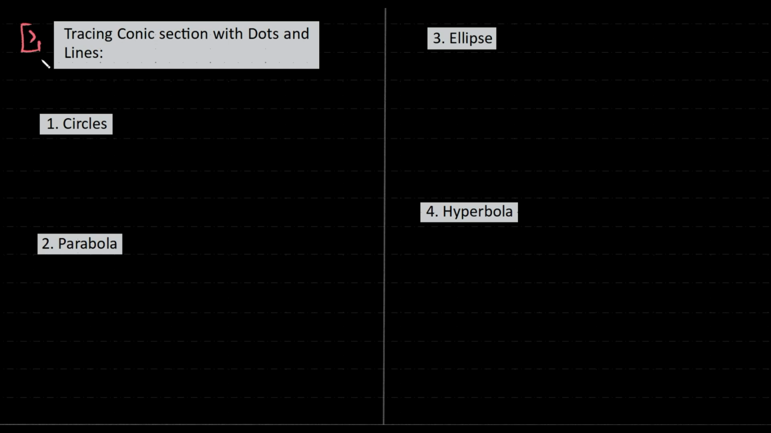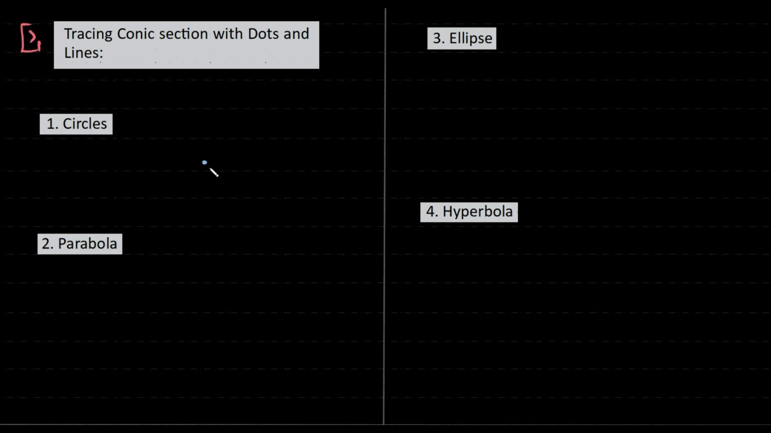Now let's learn how to draw these four structures with a few dots and a line. So let's talk about circle, which you guys are familiar with. So how can we describe a circle with the help of a dot and a line? Think about it.